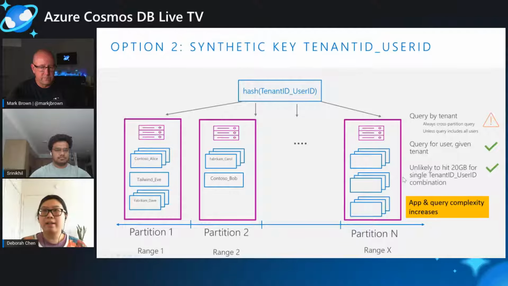Since you're unlikely to hit 20 GB for a single user in a tenant, you now have enough granularity to continue scaling beyond there. So we've definitely solved one problem, but as you can see, we've introduced a lot of trade-offs in other areas.